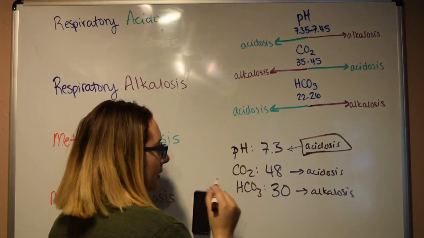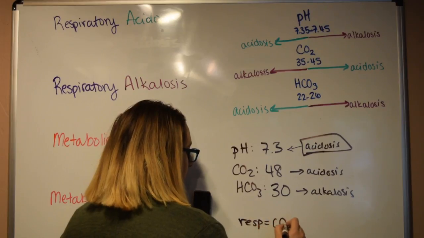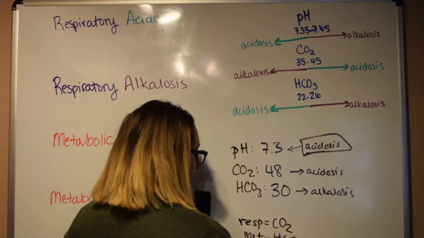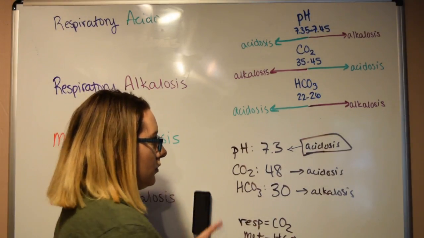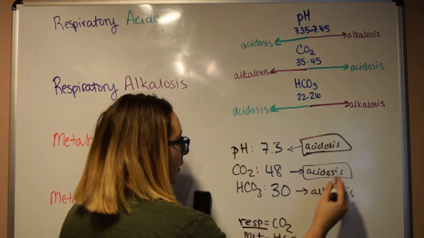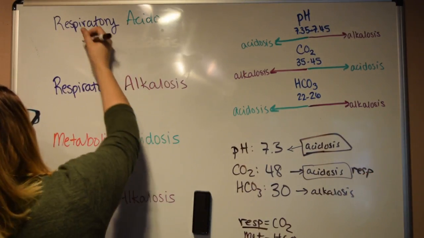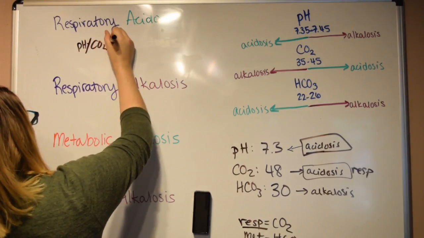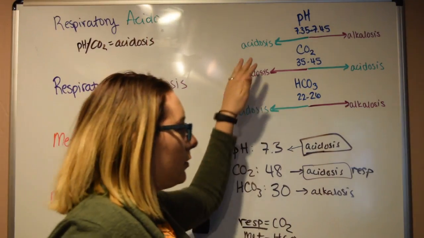So when you're trying to figure out respiratory versus metabolic, your respiratory is going to correspond to your CO2, and your metabolic is going to correspond to your bicarb. So which one of these matches the pH? CO2 matches the pH in the acidosis, so that means it's a respiratory problem, so you have respiratory acidosis. So pH and CO2 equals acidosis. So really you're just going to look at which one matches.